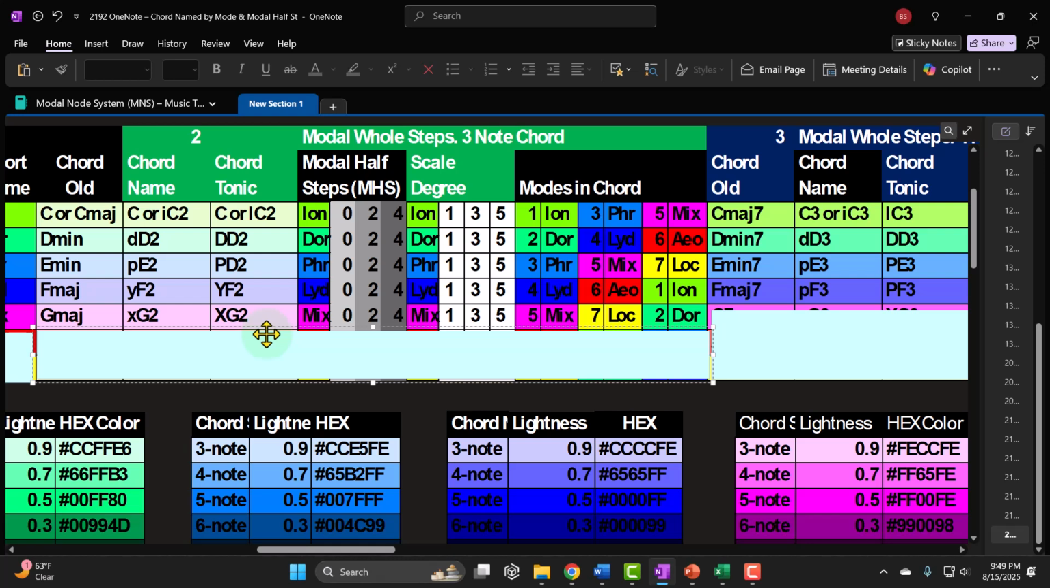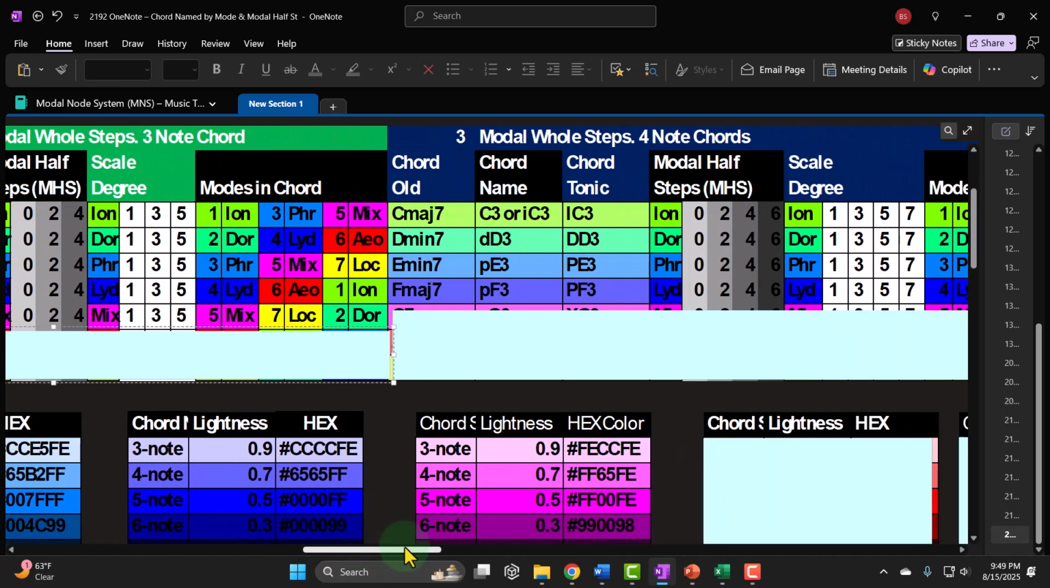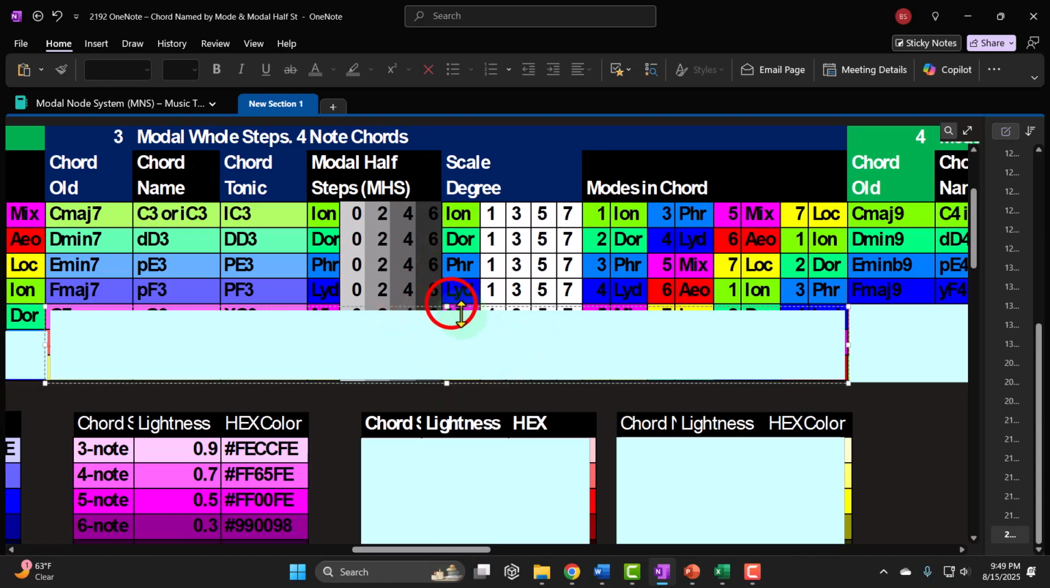And that means it's going to be 2 times 2 is 4 modal half steps up. Plus 1 means the 5th scale degree is the last scale degree. That would be a 5 plus 2 plus 2 would be 5, 7, and 2, because there's only 7 notes. Mixolydian, 3-note Mixolydian, consists of the Mixolydian, Locrian, and Dorian nodes, clearly.